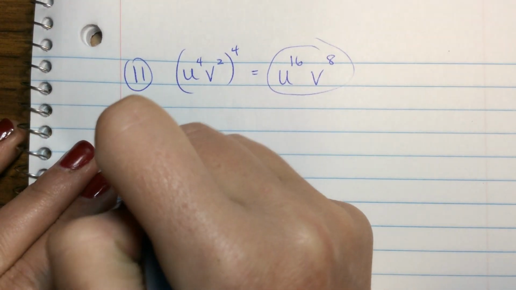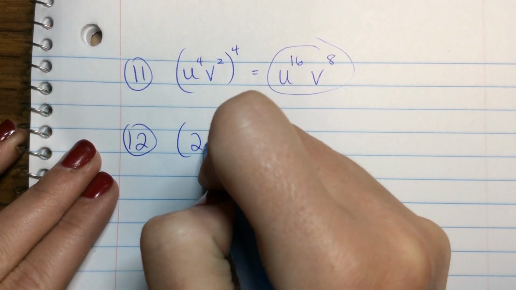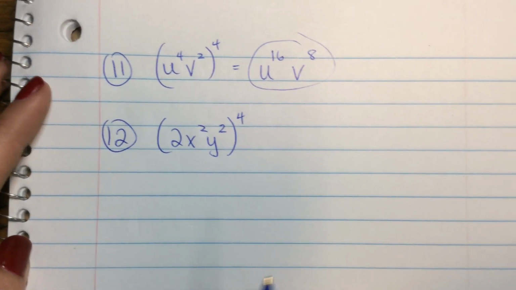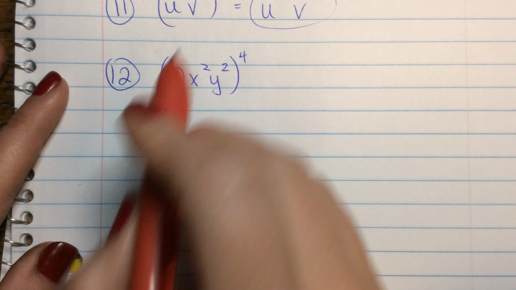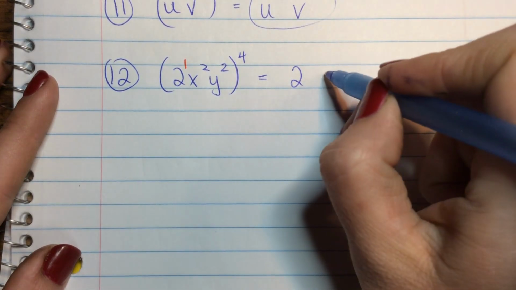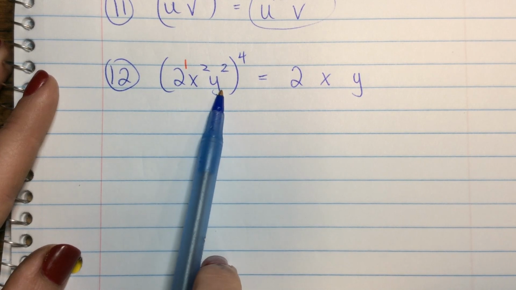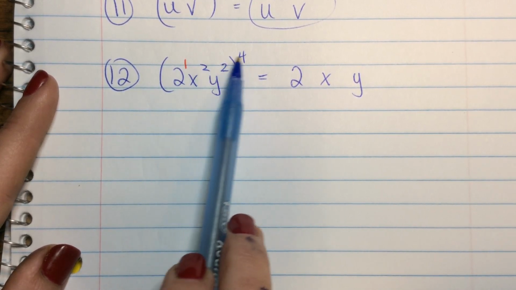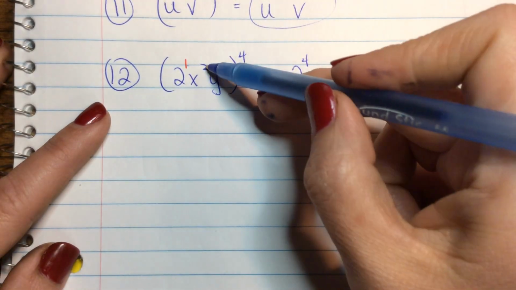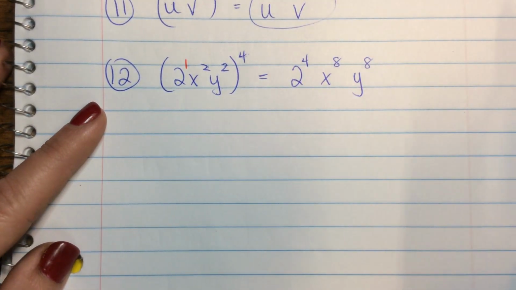Okay, number 12. It says, okay, we're gonna have a number here. 2x squared, y squared, and everything's being raised to the 4th power. So let's fill in. We don't have an exponent on the 2, so we need to write it in. So I'm going to keep the base. So I'm just going to rewrite my bases. I'm going to keep my 2, I'm going to keep my x, and I'm going to keep my y. Now I'm just going to multiply all of those. So 1 times 4 is 4. 2 times 4 is 8, and 2 times 4 is 8.